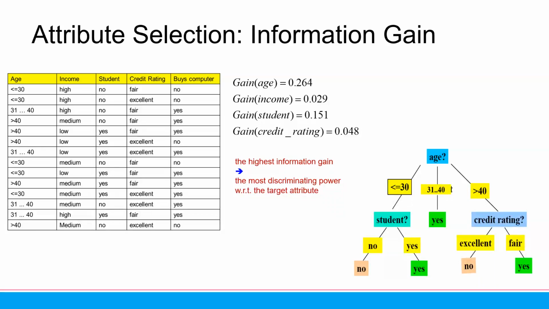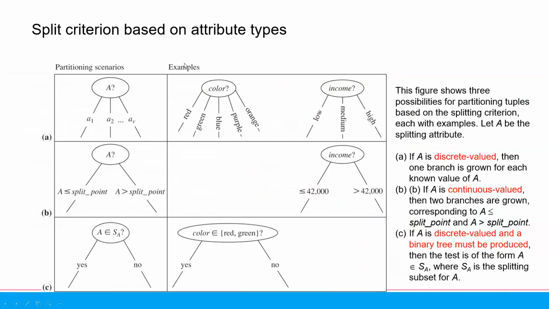Okay, we already have this result from the information gain. So we call this the decision tree. This is the decision tree based on the information gain, and we need to do this for every one of these attributes to get this decision tree. For the splitting criterion, there are some splitting criteria based on the attribute types.